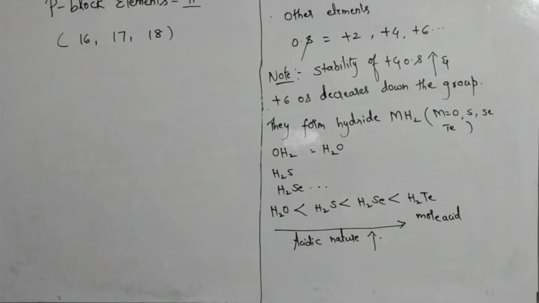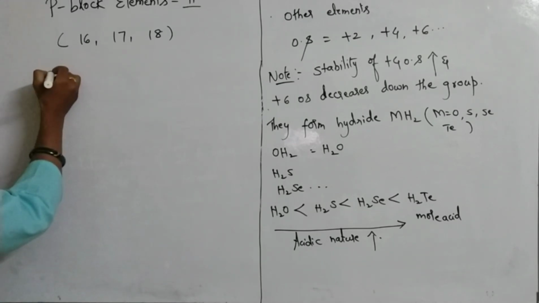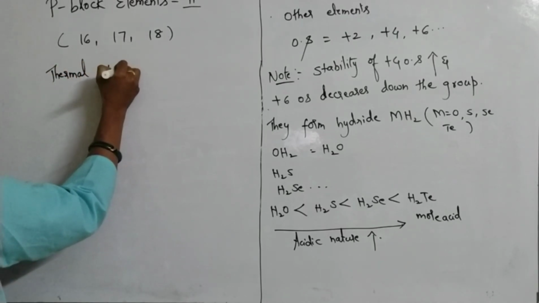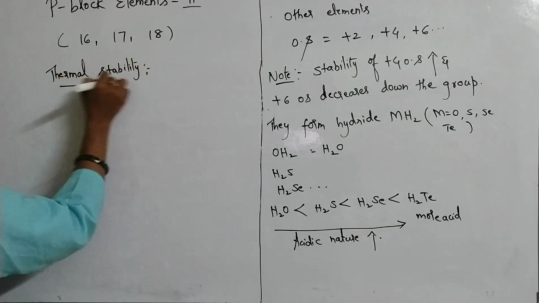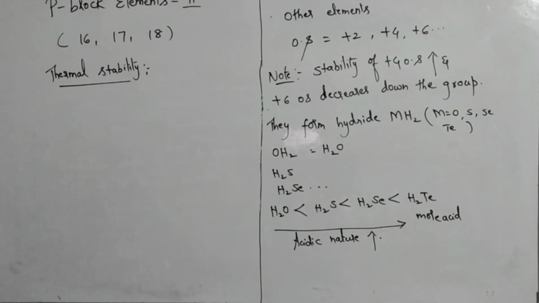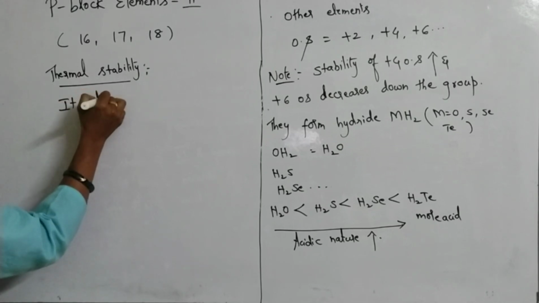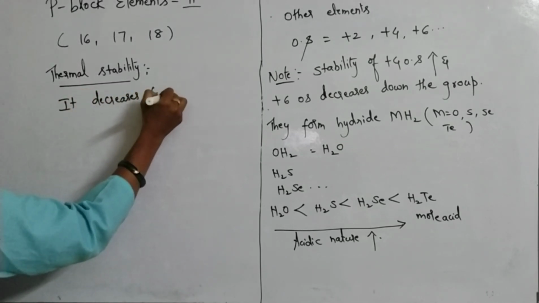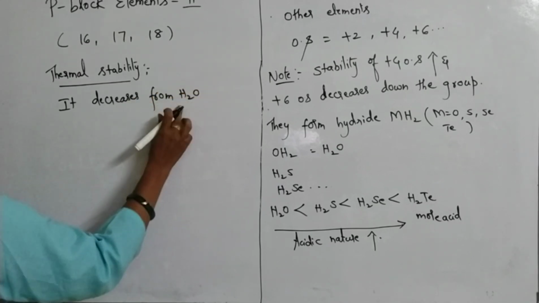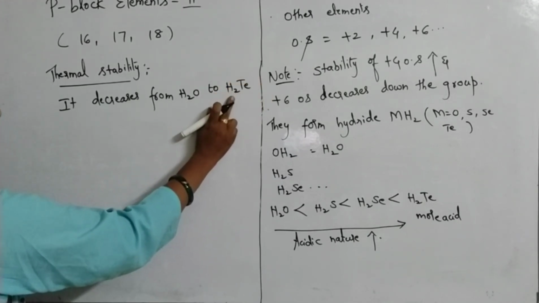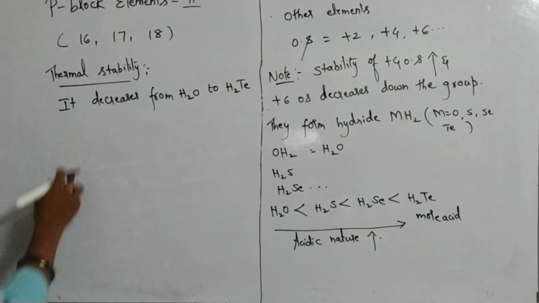Next, thermal stability. Thermal stability decreases from water to H2Te. Thermal stability means what happens if you are heating that particular substance. The thermal stability of hydrides of 6A group elements decreases from water to H2Te. H2Te means tellurium hydride. So thermal stability decreases.